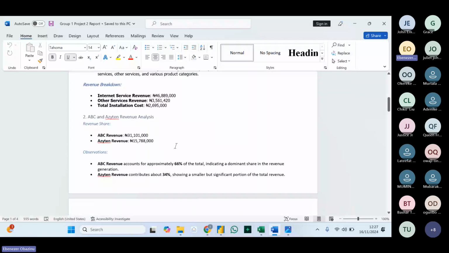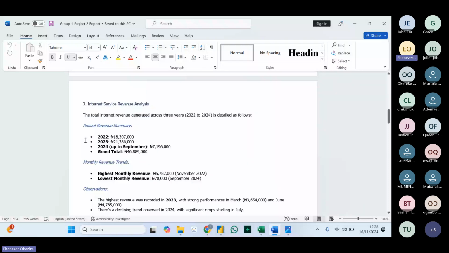So we also did internet service revenue analysis. In 2022, we have 80.3 million. 2023, we have 31.3 million. And of course, 2024, up to September, we have just 7.1 million. So we can see that the company is performing poorly in 2024 due to some factors that the data set probably is not giving us.